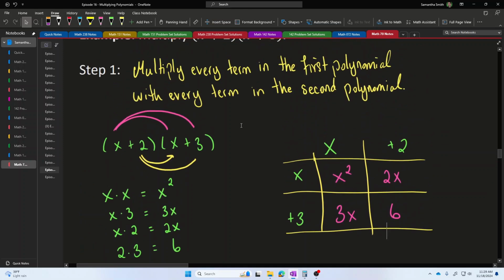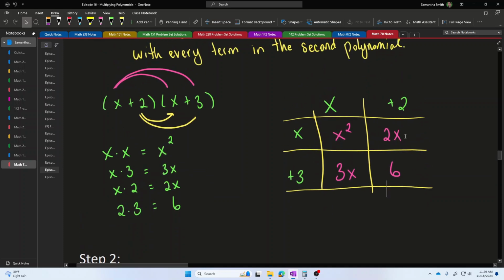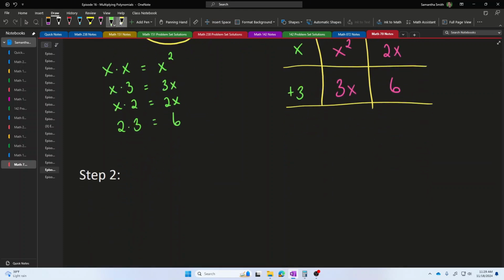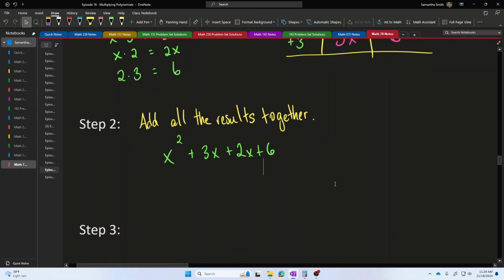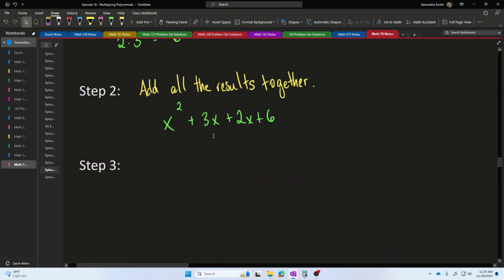Now, after you've multiplied every term in the first polynomial by every term in the second polynomial, step number 2 is to add all of these results together. So I would have x squared plus 3x plus 2x plus 6. And once that's done, I would check to see if I could simplify this answer at all by combining potentially any like terms that have appeared.